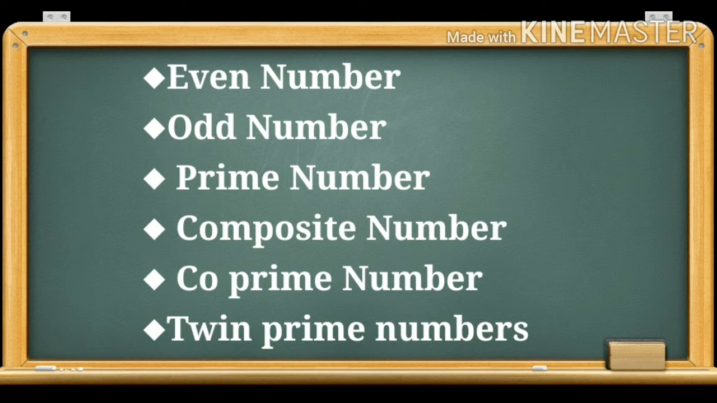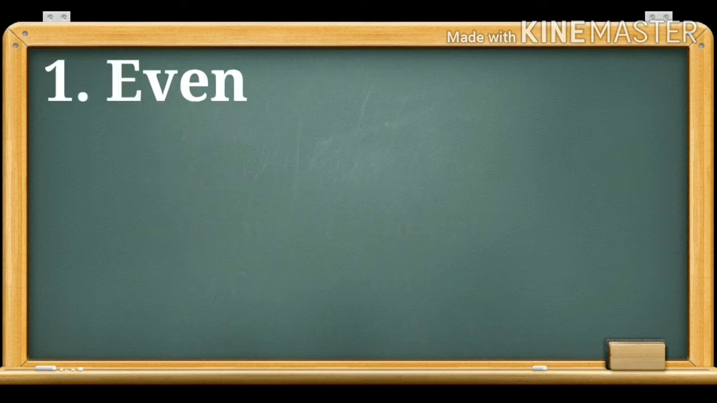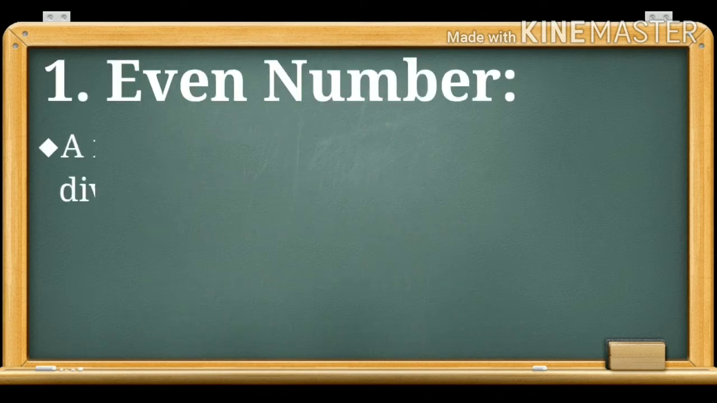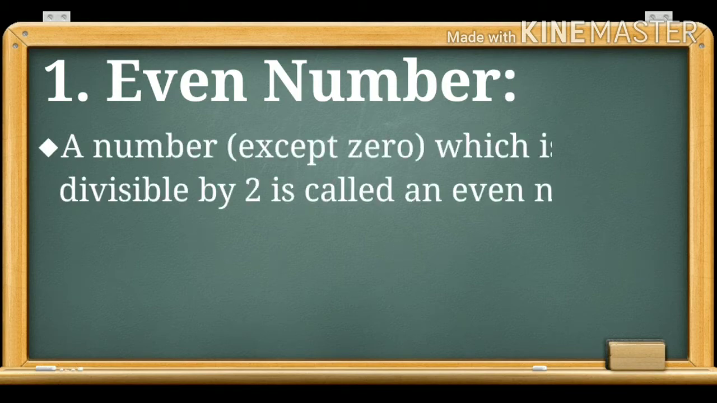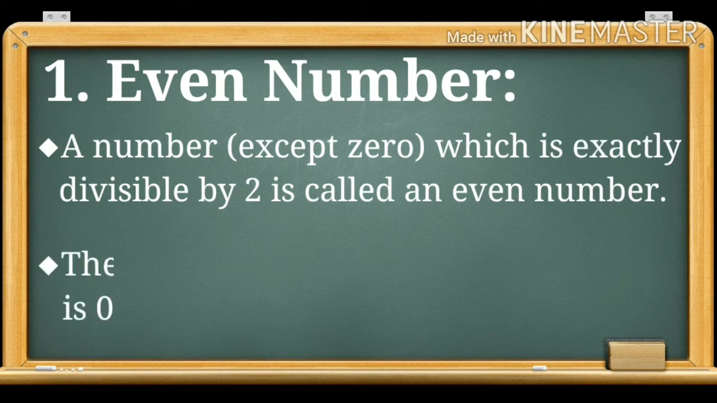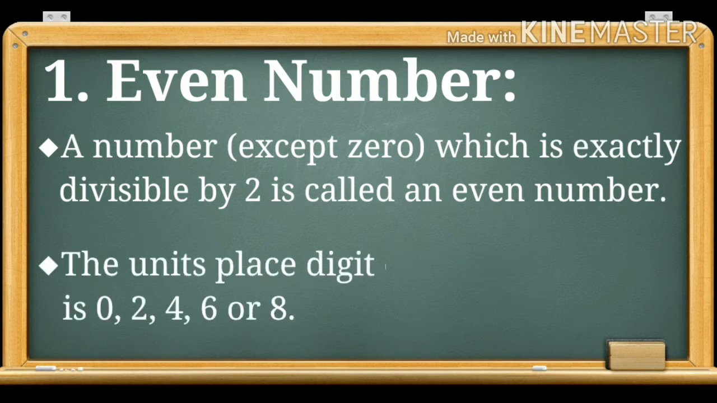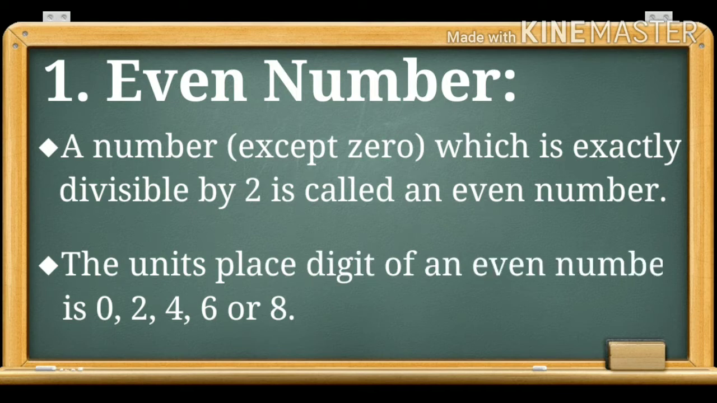Okay. First is even number. A number except 0 which is exactly divisible by 2 is called an even number. The units place digit of an even number is 0, 2, 4, 6 or 8.